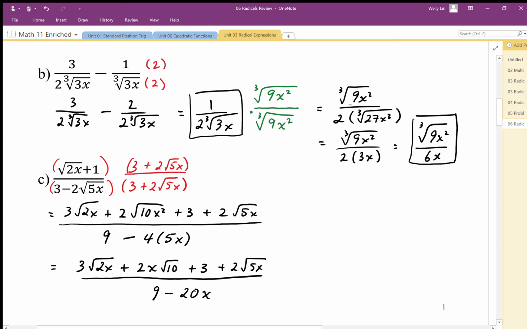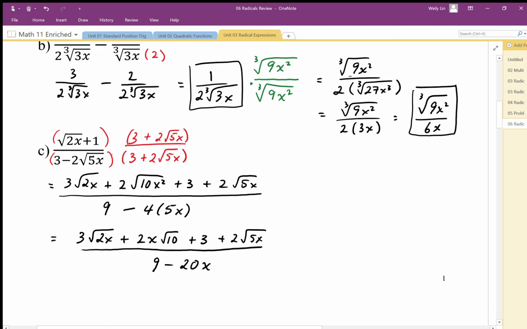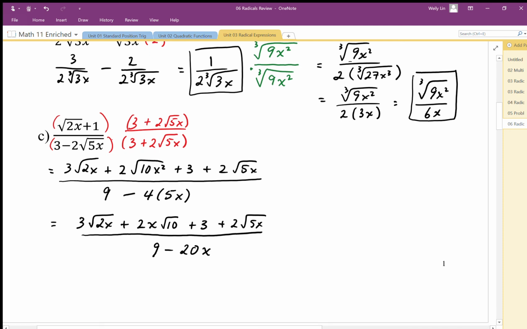Okay, again, this is a binomial. We cannot group those together because we have 9 ones here and 20x's here. They don't go together. So there's my final answer.